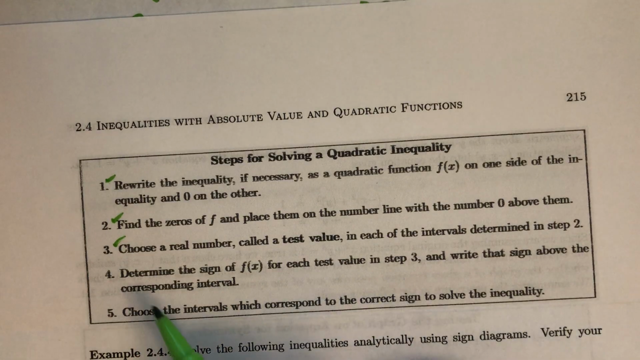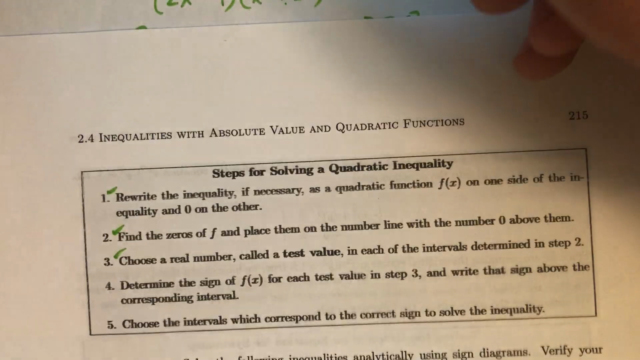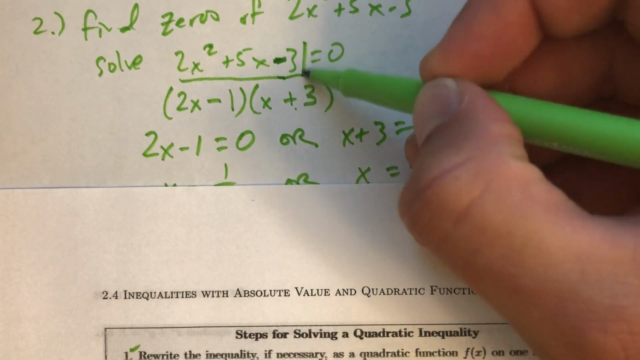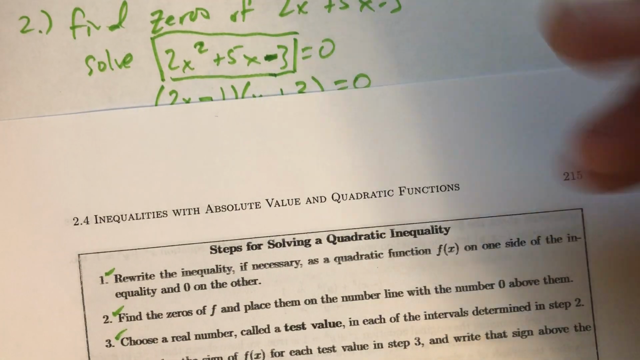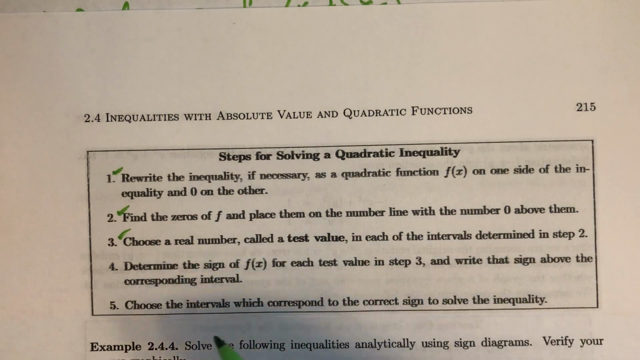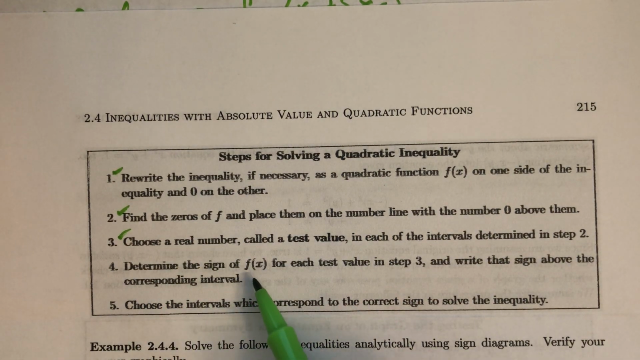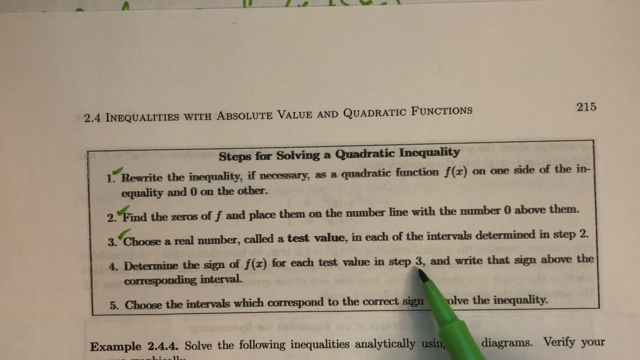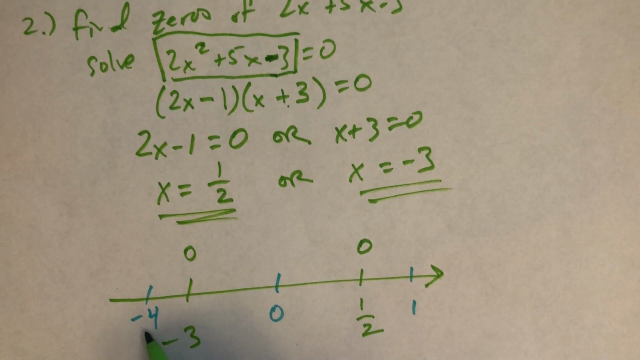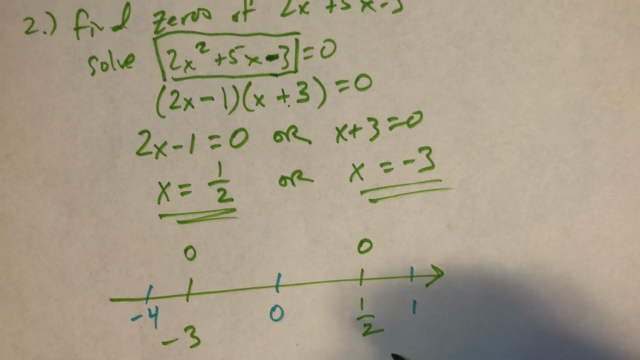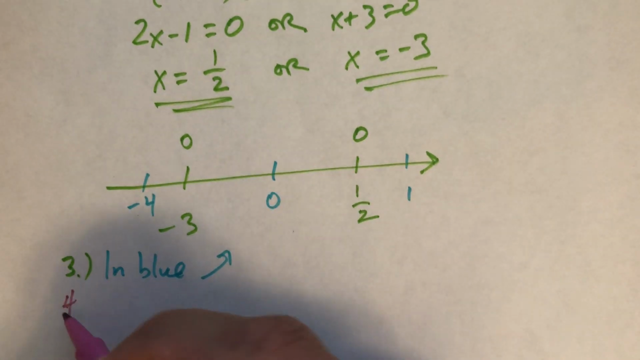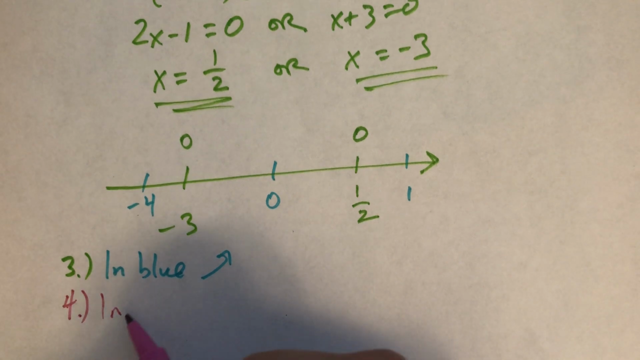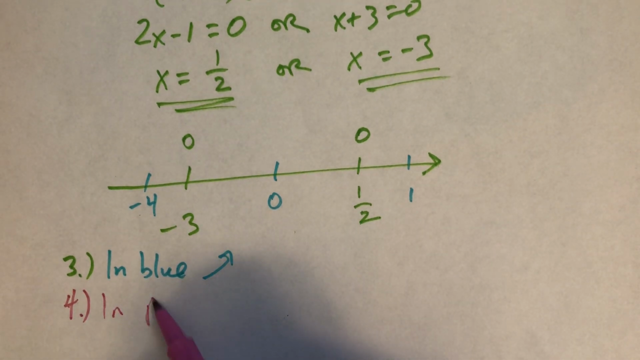Step 4: determine the sign of the function. Again, we're talking about this function here, the quadratic that we're calling f. We want to determine the sign of our function for each test value from step 3. We're going to use these values, negative 4, 0, and 1, and write that sign above the corresponding interval. Maybe I can do step 3 in blue, and step 4, let's do this in, I don't know, is this pink? Looks kind of pink from where I'm standing.